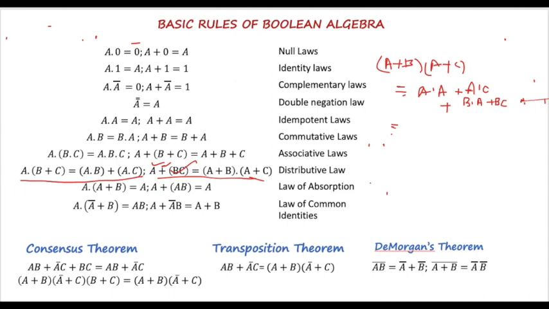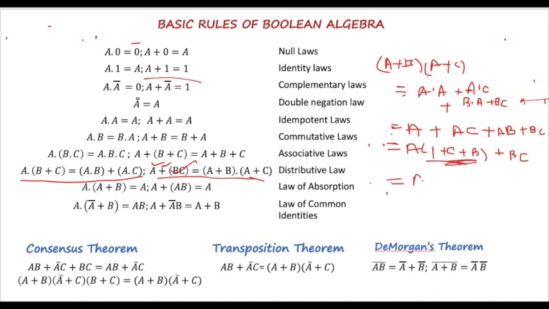Now A dot A equals A, you know that A dot A equals A, so plus A dot C, that is AC, plus you can write B dot A equals AB, plus BC, which is equal to A into (1 plus C). So this one is 1 from this relation, which is equal to A plus BC. It's actually proved.